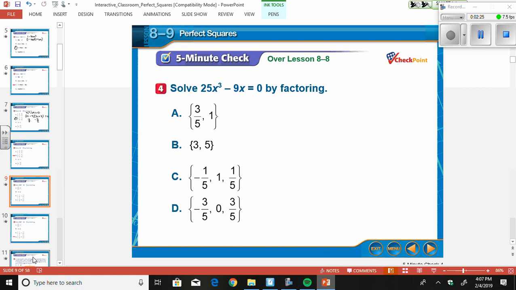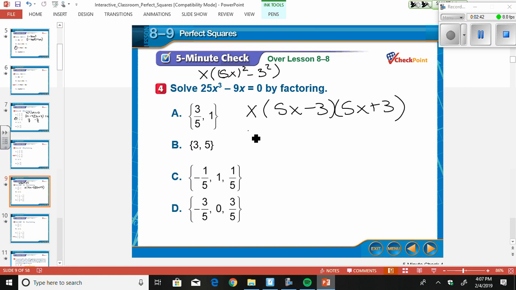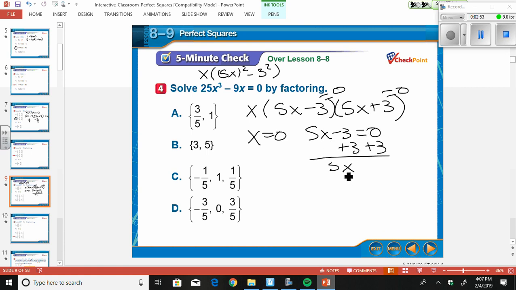Solving here, so again, this has an x in common, and then I can break this into 5x quantity squared minus 3 quantity squared. So this will be x times 5x minus 3 times 5x plus 3. Then x equals 0. So each one of these equals 0. You add 3, just in case we forget. Divide by 5. x is equal to 3/5 and negative 3/5. So 0, 3/5, and negative 3/5.